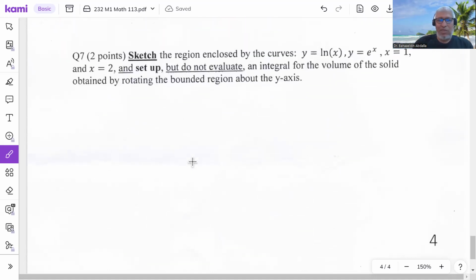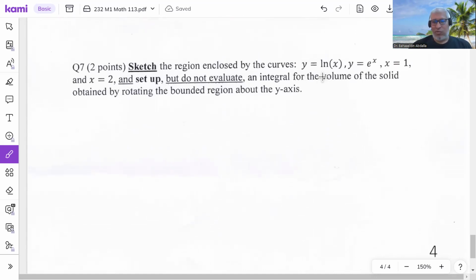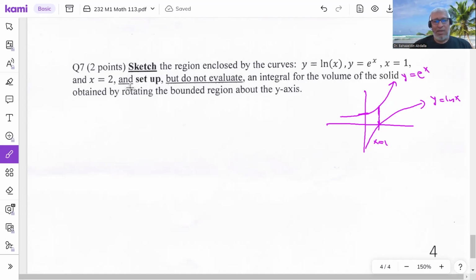Sketch the region enclosed by these curves: ln x, e^x, x equals 1, x equals 2. Well, this is the graph again of e^x. This is the graph of ln x. This is the number 1. This is x equals 1. This is ln x. This is e^x. And the line x equals 2. So where is the region? It is this region. And we need to rotate this region about the y-axis.